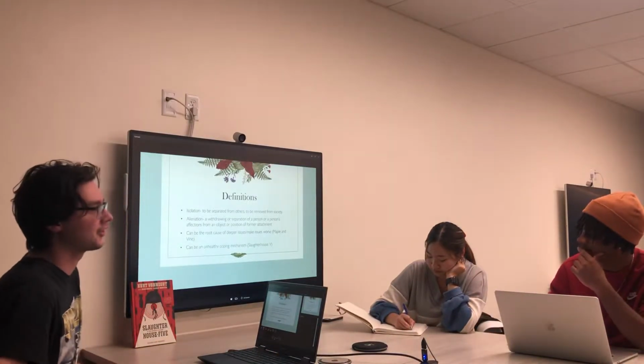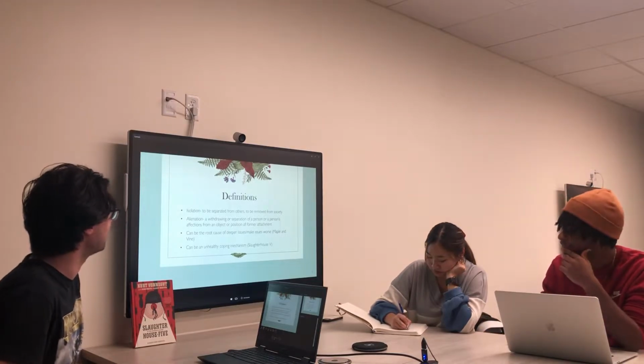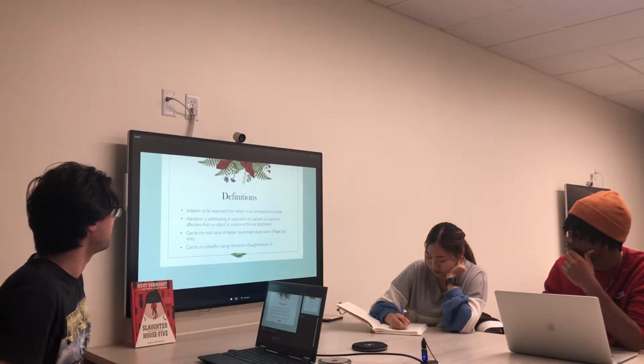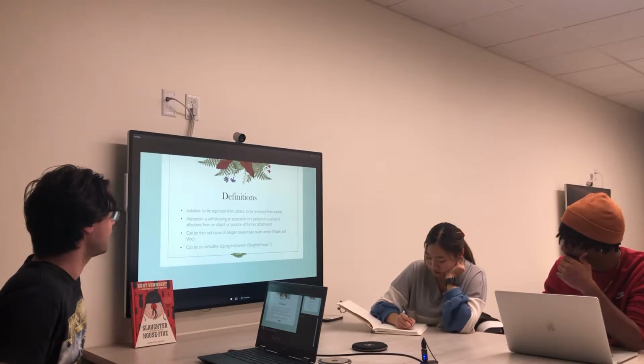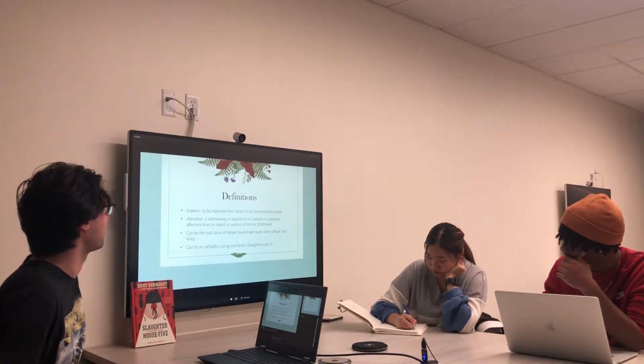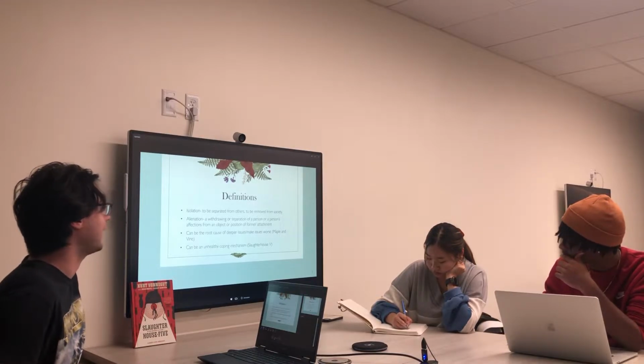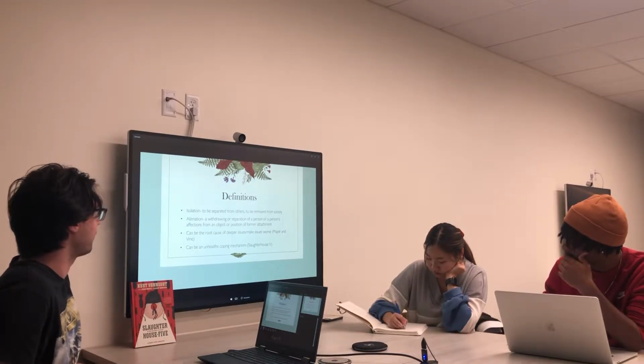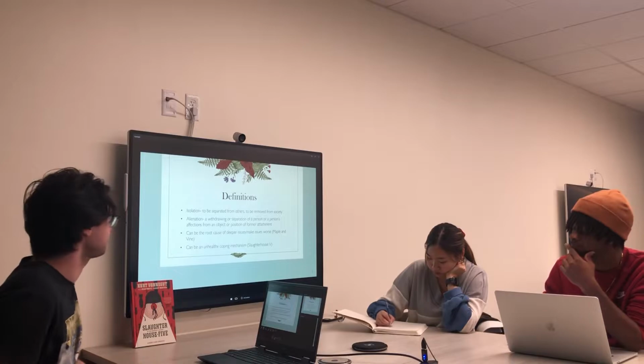So here are the definitions of these two things. Isolation means to be separated from others, to be removed from society. And alienation is a withdrawing or separation of a person or person's affections from another object or position of former attachment. We see both of these definitions of isolation and alienation carried out in Maple and Vine and Slaughterhouse-Five.